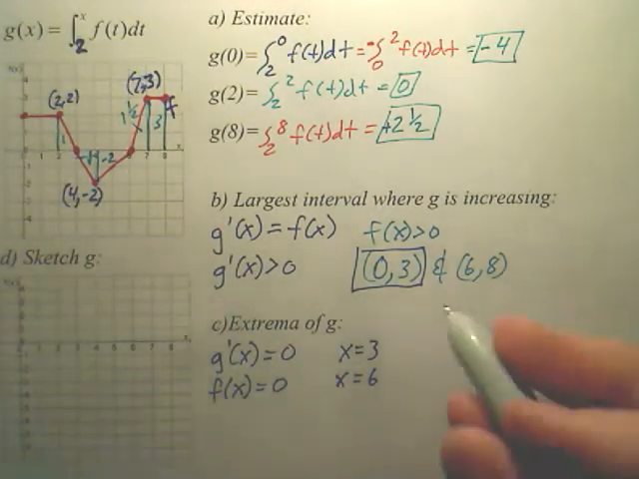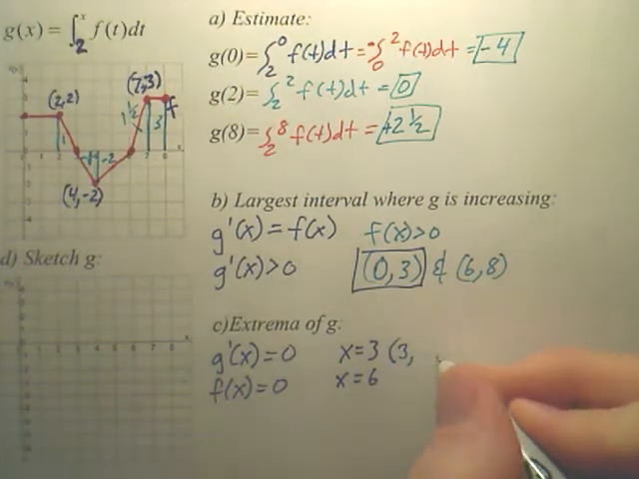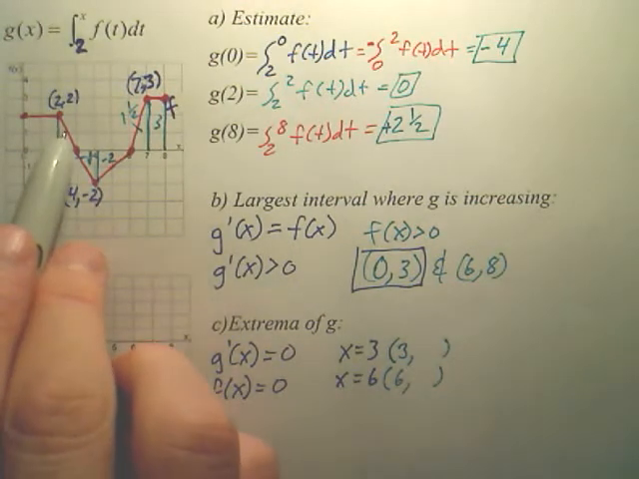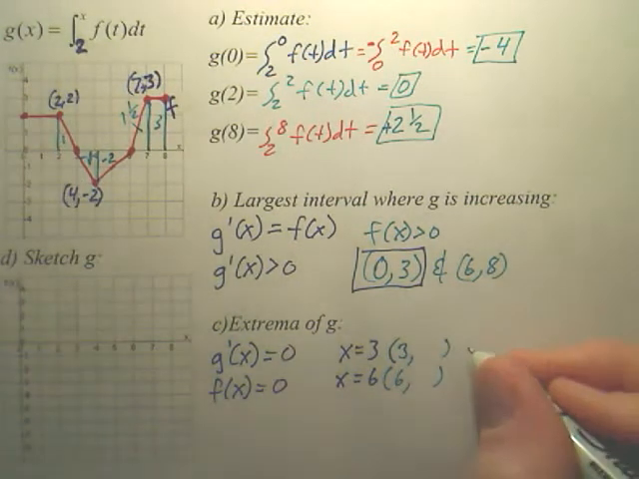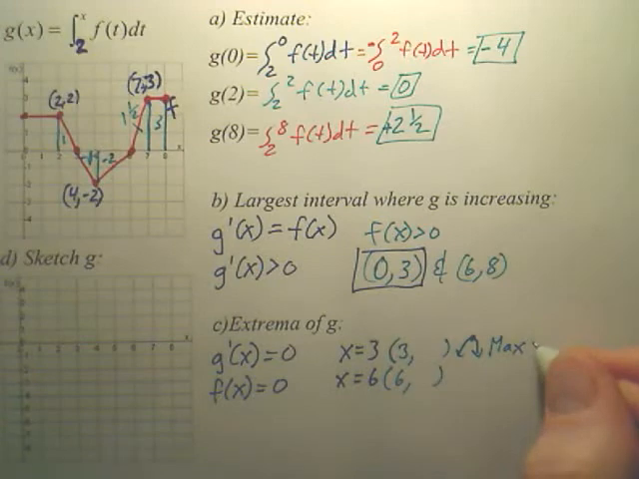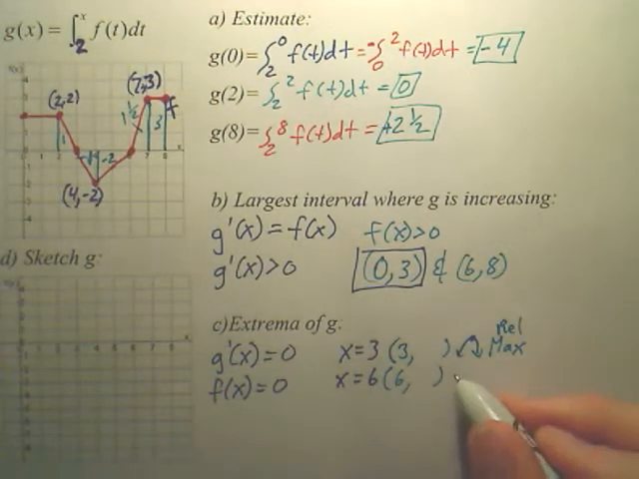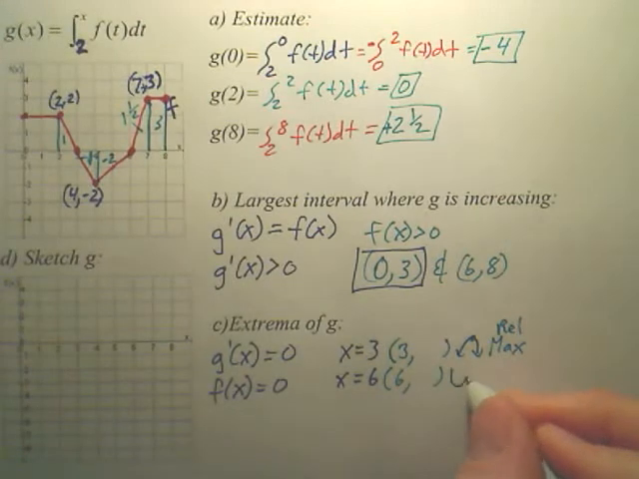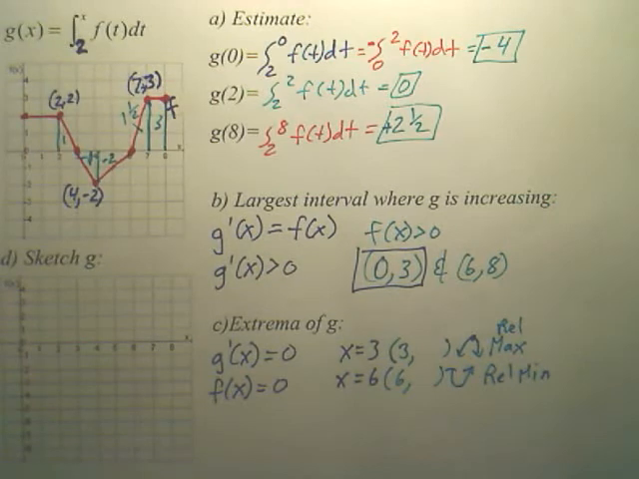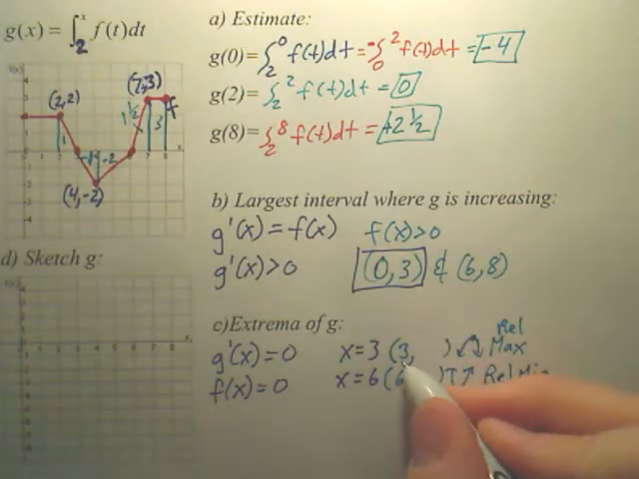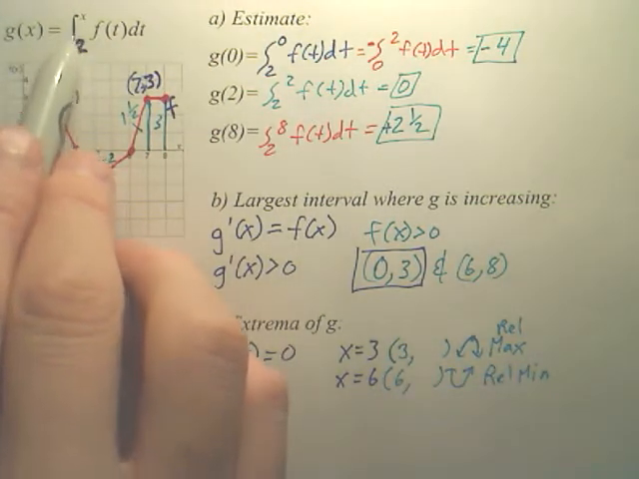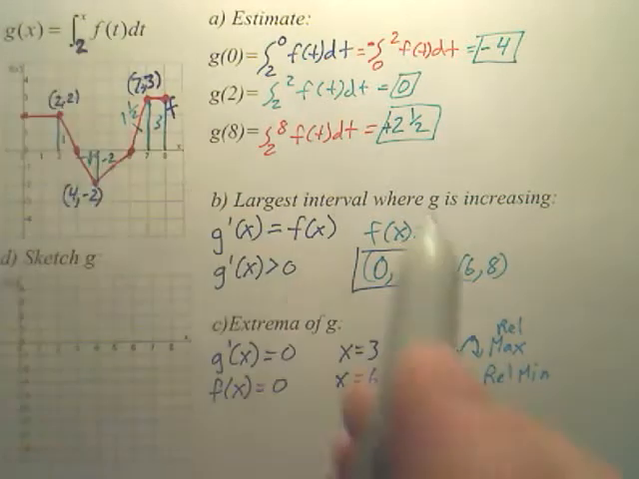Now, what type would each one be? What is the coordinate at 3, and at 6, what's the coordinate? And what type? Well, for 3, it has positive values to negative values. Positive to negative means it's going from increasing to decreasing, which means it's a relative max. The other one's going from negatives to positives, so that means it's a relative min. And how do you find the coordinate, actually? Well, to find the coordinate, you're going to plug 3 into this function up here. Basically, you want to find the area from 2 to 3.